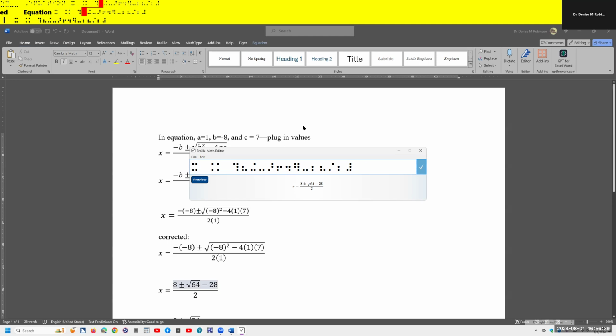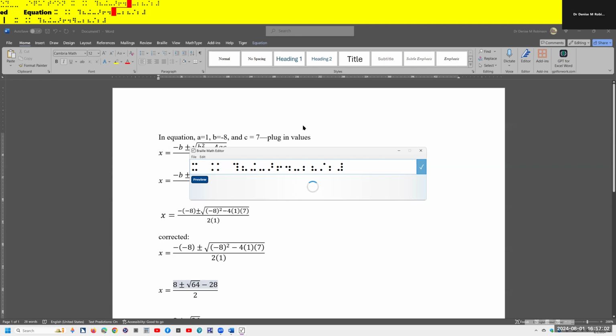So I'm going to take my Braille display and route my cursor right to it. Love it. I'm going to left arrow, right arrow, just so you can hear. Dots 2, 5, 6. Dots 1, 2, 4, 5, 6. So that is the offending Braille code that I want to move from there to the end, right before the fraction line.